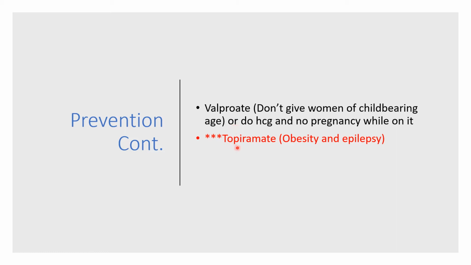Then you can have topiramate. Topiramate will be helpful in the face of obesity and an individual with epilepsy now having migraine, because topiramate can decrease weight. It's also an anti-epileptic drug. But you have to go through the possible adverse effects or side effects of topiramate with affected individuals.